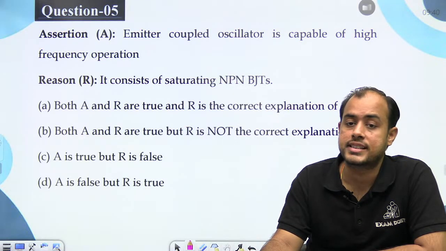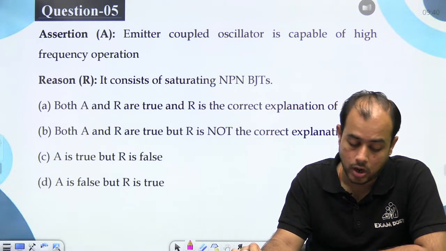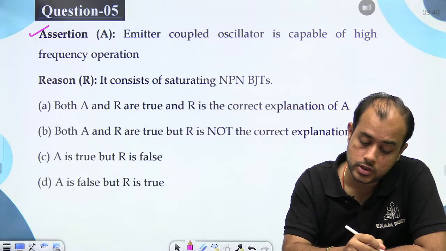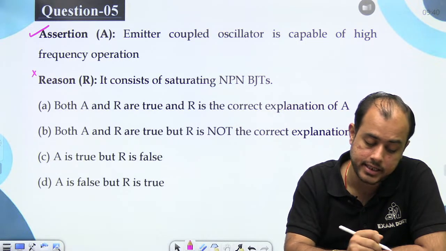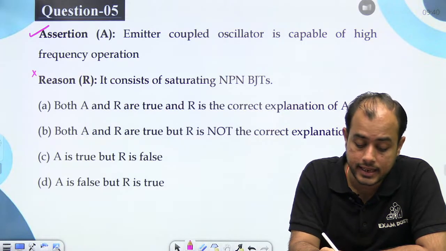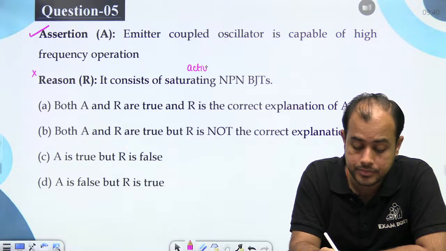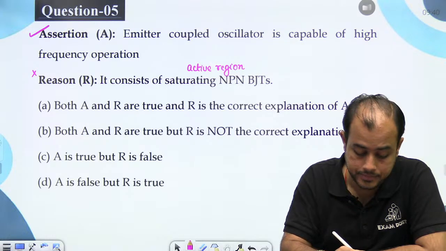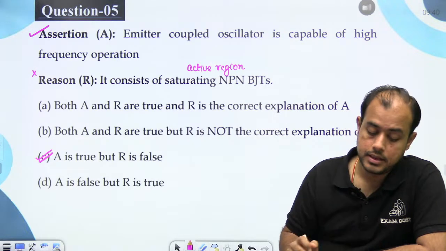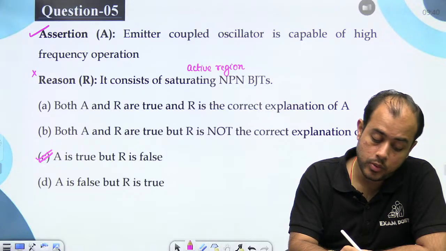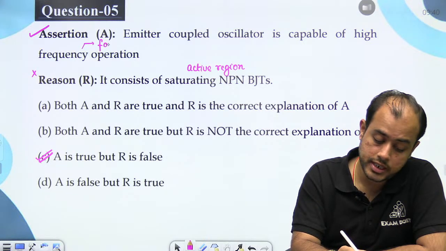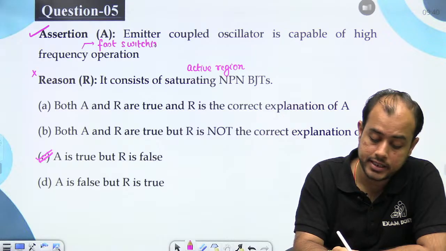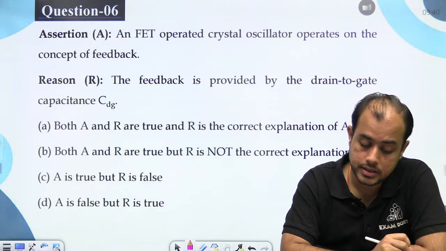An emitter coupled oscillator is capable of high frequency oscillation. Yes. It consists of a saturating NPN BJT. No. It is in the active region. Because high frequency means fast switching. For fast switching, you need to operate in the active region instead of saturation.